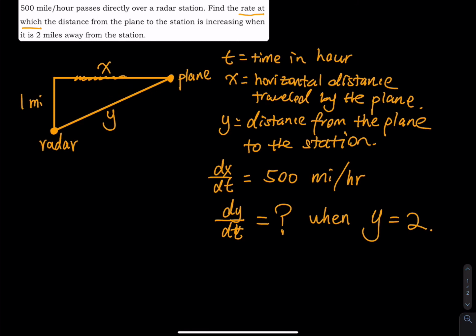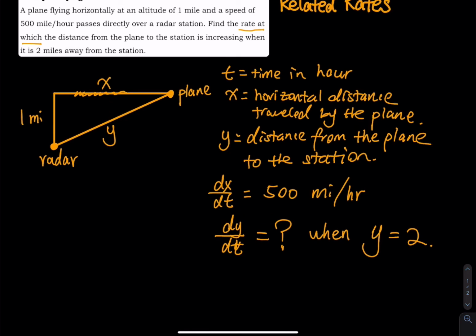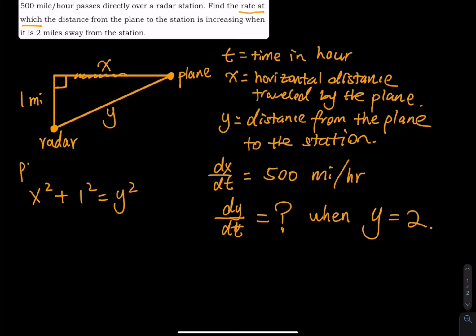So what type of triangle is this? We have a 1 mile altitude. That tells me this is a right triangle. When you use a right triangle, what theorem do you use? What is the relationship between the three sides? The relationship is x squared plus 1 squared equals y squared. This is called the Pythagorean theorem.